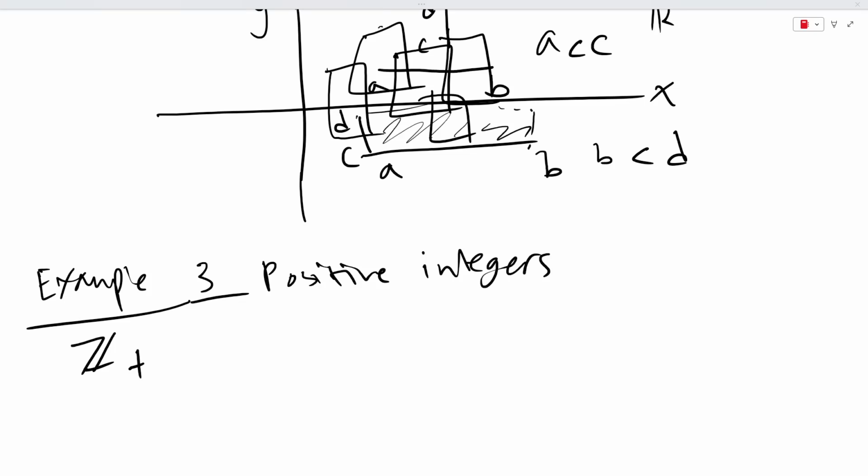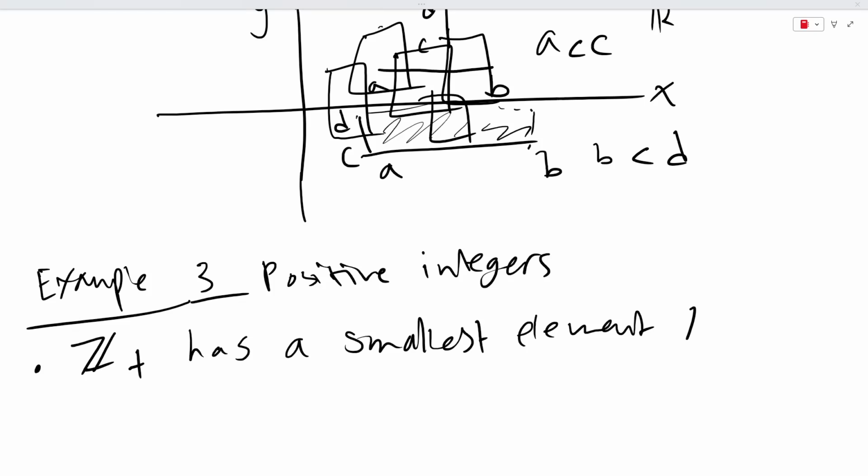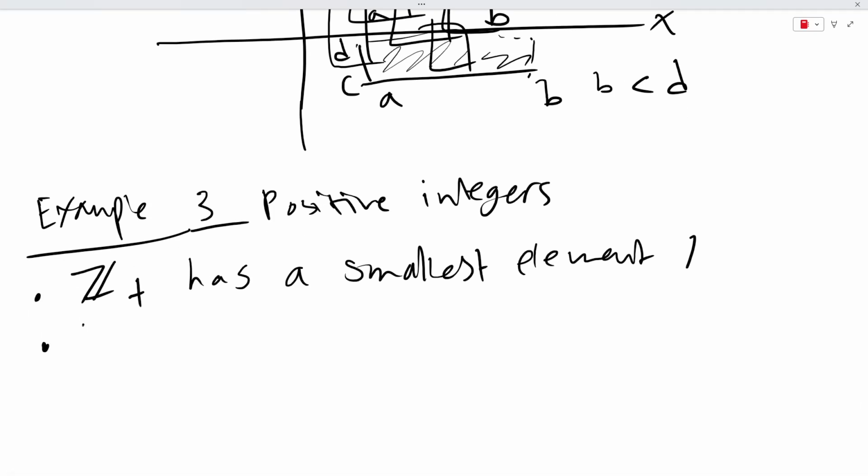So the set of positive integers, Z plus, has a least element that is 1. So it has a smallest element, 1. Then the order topology is discrete.